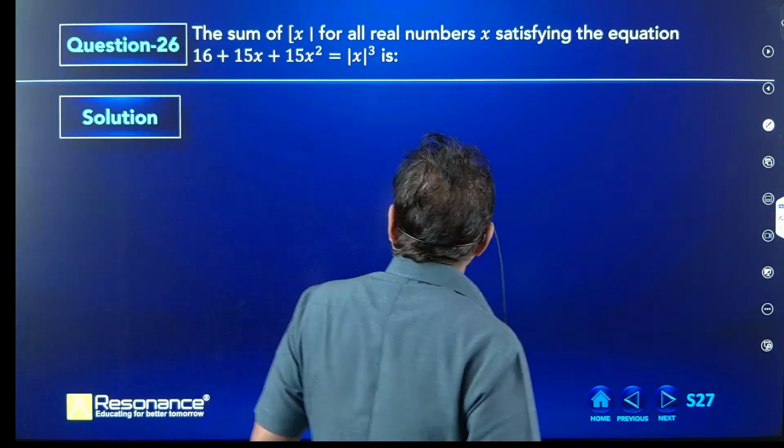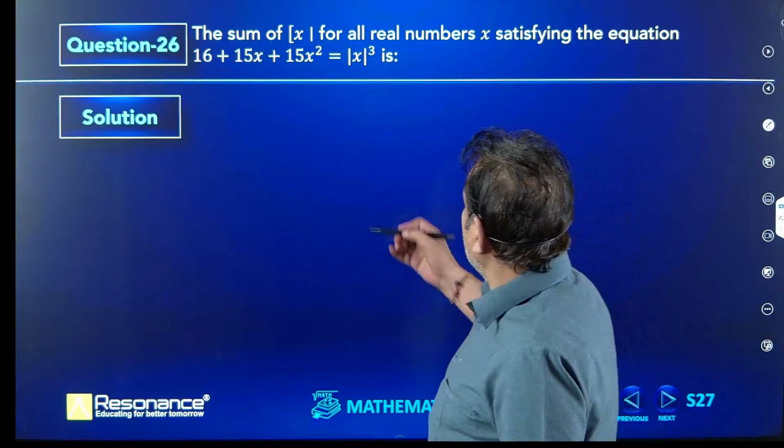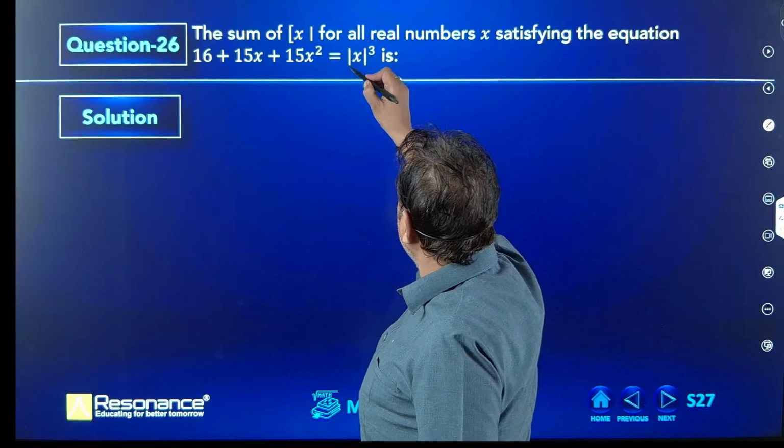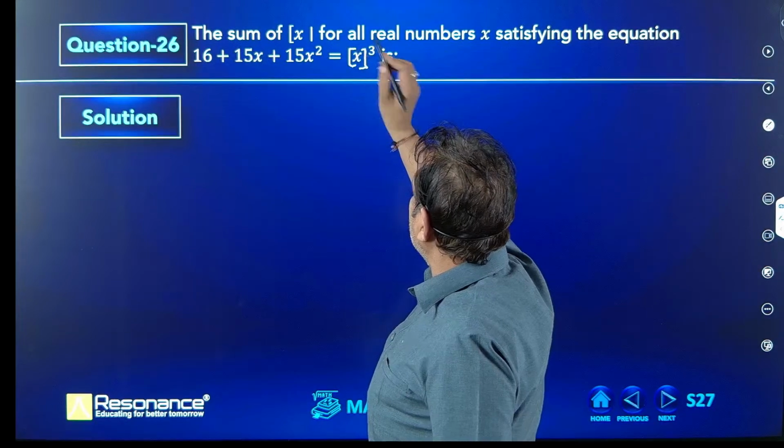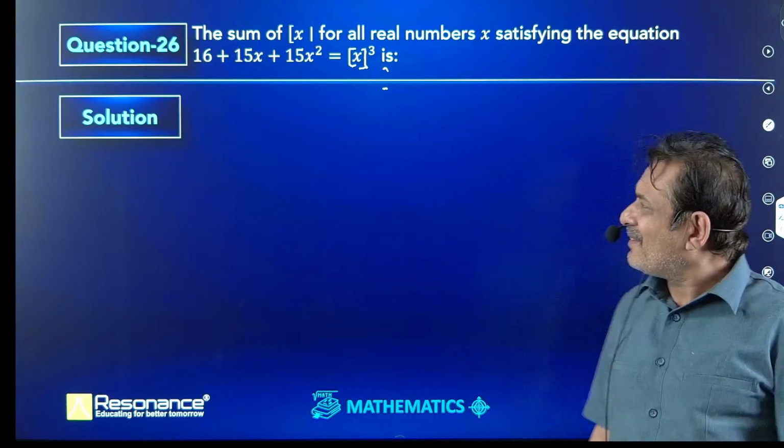Hello students, this is an integer function. It is not a mod, it is an integer function. So it is a very simple question.